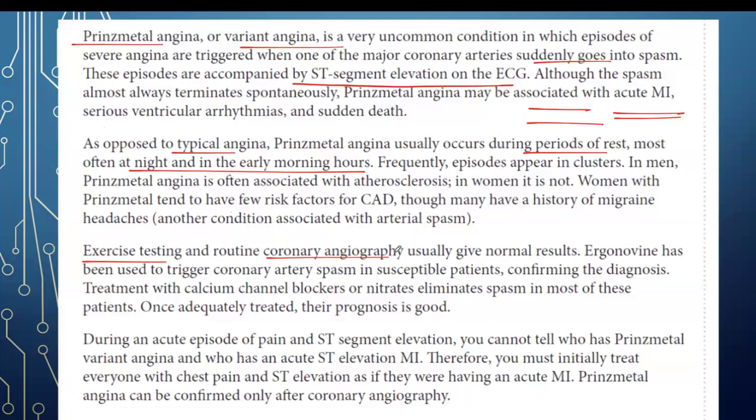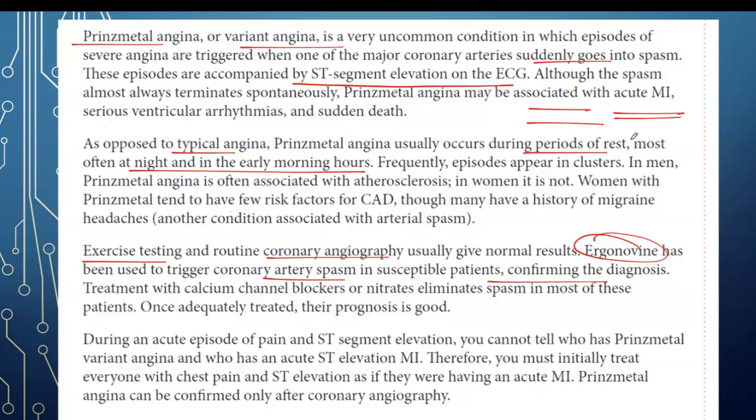So you did an echocardiogram, still nothing. Then you thought, well, maybe it is a variant angina. So then you can do an ergonovine test. Ergonovine is a trigger which causes coronary artery spasm. So if you give ergonovine and you see the patient has chest pain and again ST elevation, that will confirm the diagnosis of Prinzmetal angina.